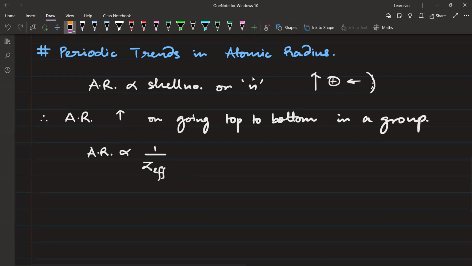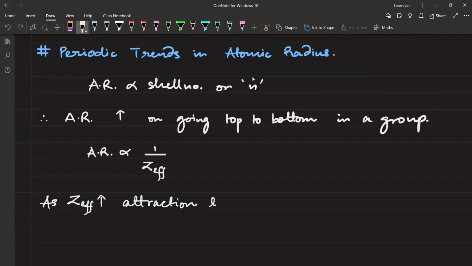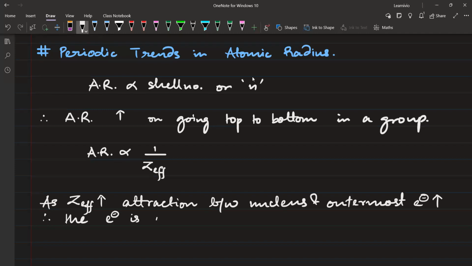Basically, that positive charge on the outermost electron is determined by Z effective. If Z effective is high, it will pull the electron closer to the nucleus, and that will make the atomic radius small. So we can write here: Z effective increases, attraction between nucleus and outermost electron increases. Therefore, the electron is nearer to the nucleus. Therefore, atomic radius decreases.